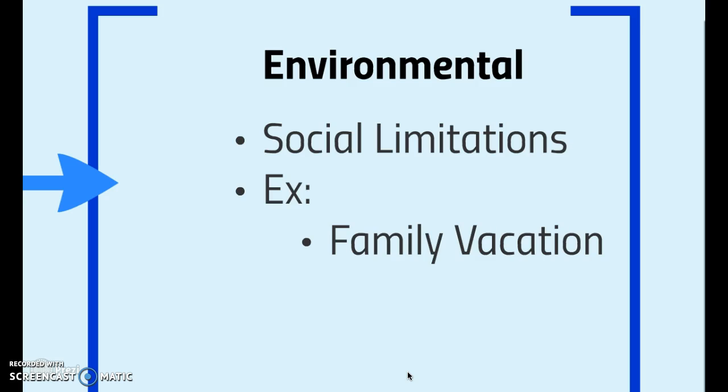Next is the environmental level, and this is where we see social limitations. If my patient is on family vacation and they decide that they are going to go hiking for an activity, my patient, if he has enough pain, may not want to do that activity. So his injury is inhibiting his social interactions with his family because he is modifying what he does.